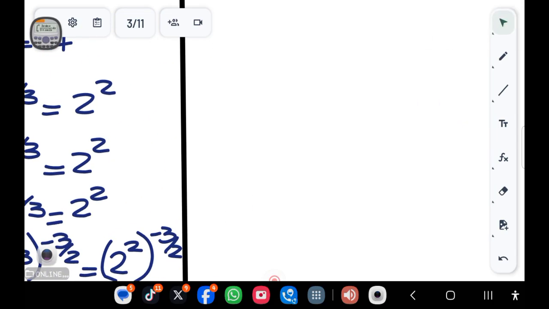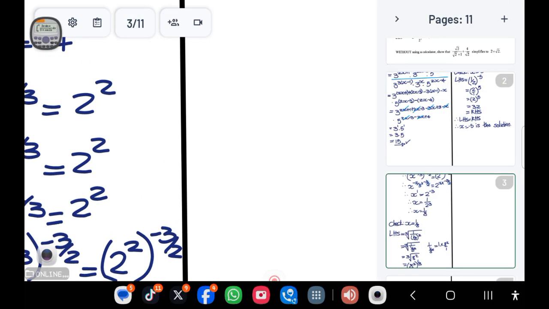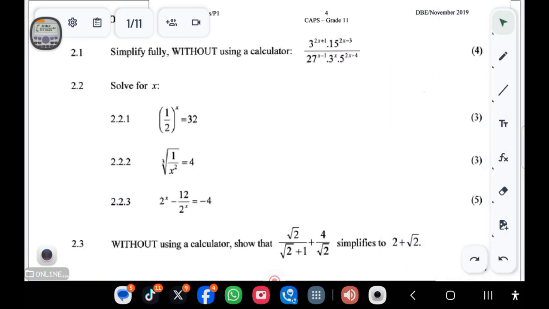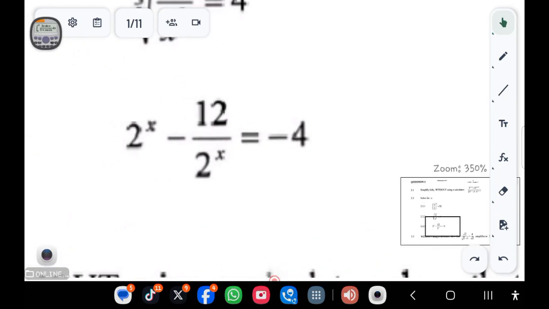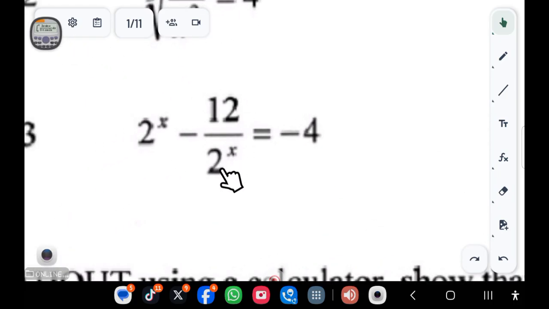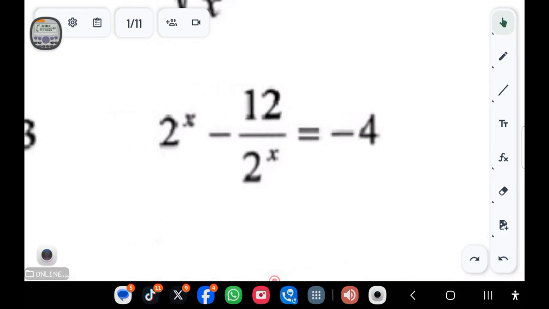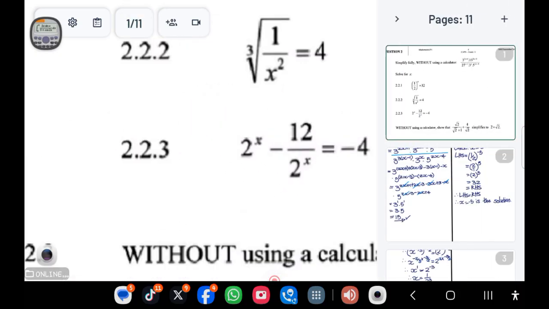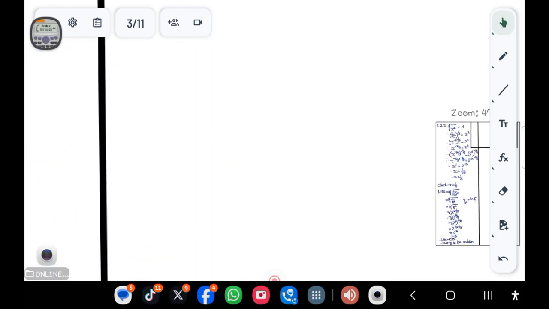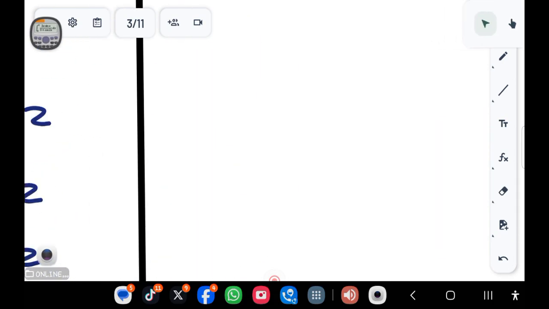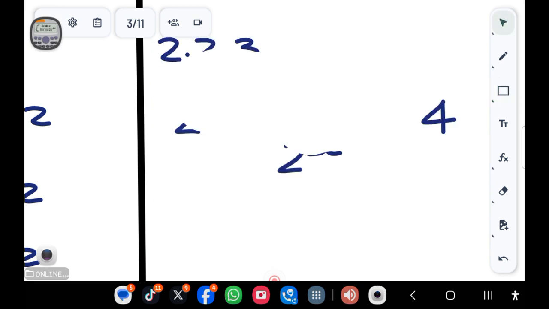Now let's see the next question. Alright, the next question goes 2.2.3, and it's 2 to the power of x minus 12 over 2 to the power of x minus 4. Now I want you to notice something with this type of question. Always use what we call the K method, because it makes life so much easier. Okay, let's reveal the answer here.